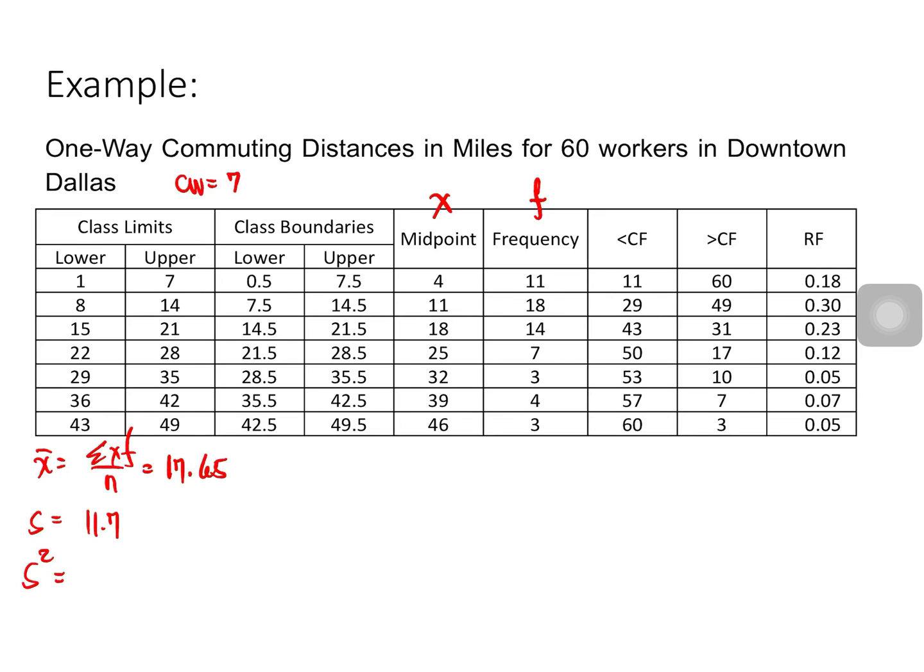Square it for the variance, that is 91. Let us compute the coefficient of variation. That is 11.7 divided by 17.65 times 100, which is equal to 66.29.